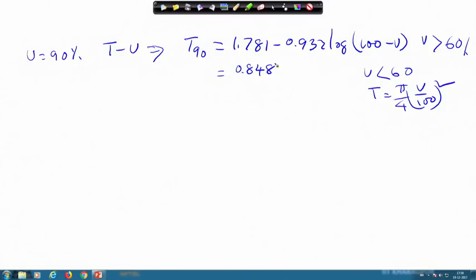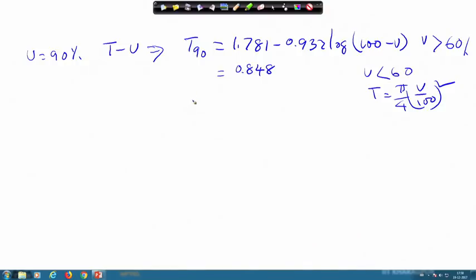0.848. Sometimes 50% and 90% consolidation, many problems will be there, and from there you find out the coefficient of consolidation in the lab. So, it is better to remember T 50 and T 90. T 50 is 0.197 and T 90 is 0.848. Sometimes it is better to remember these two values, sometimes it will be useful.